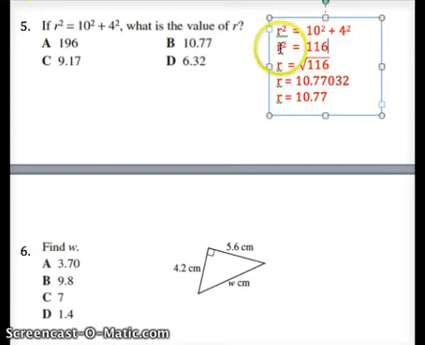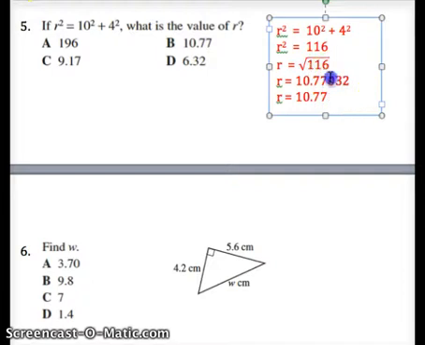Now we need to get r on its own. Remember, when you're trying to solve equations, you have to do the opposite of what's attached to the r. The opposite of squared is to square root. So if r squared is 116, then r is the square root of 116. On your calculator, you press square root 116 and you'll get that r is 10.77.